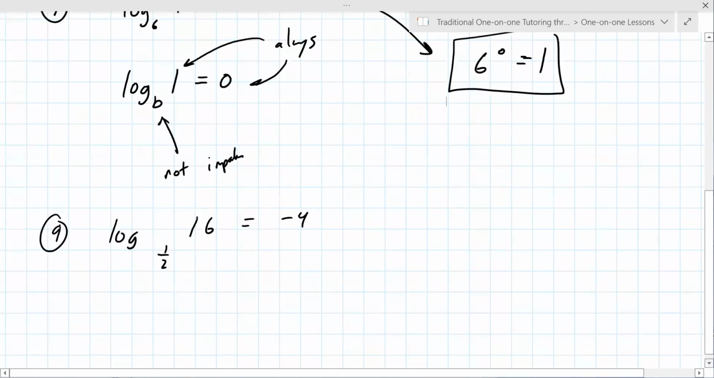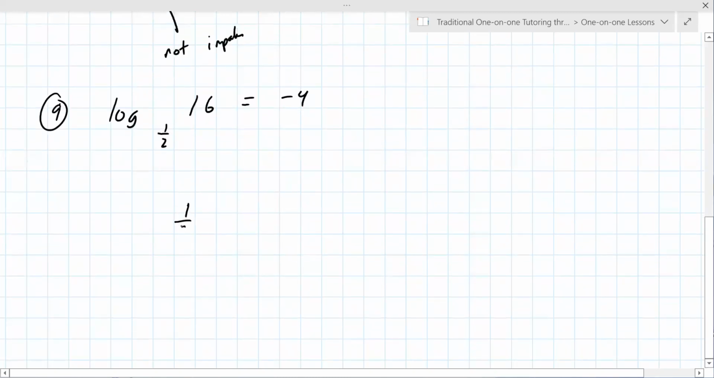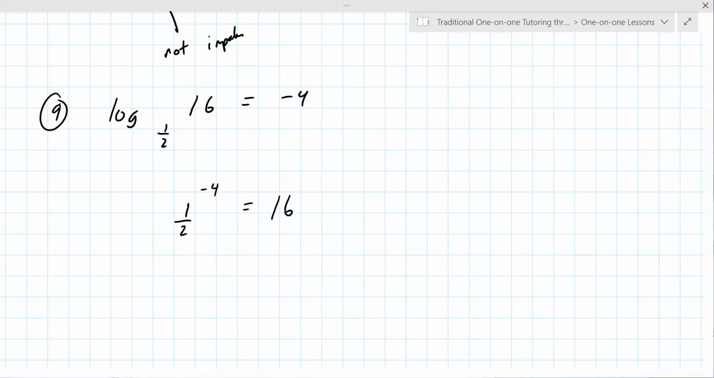So this one's weird. It's 1/2 to the power of -4 equals 16. And you may not think that that's true. We could talk about why it is true, but you just have to rewrite it. You don't have to actually show that it works. So is that okay? Can we just leave it? I mean, yeah, okay. That's good.